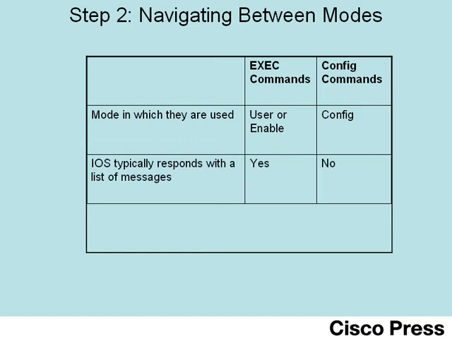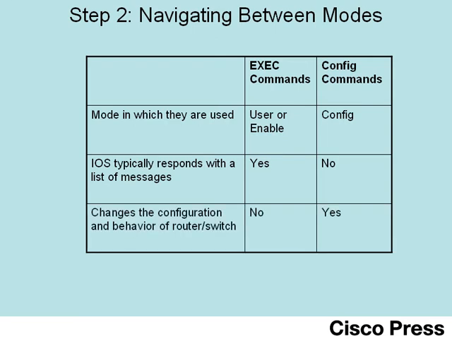When you type an exec command, you expect IOS to give you some messages back. Typically these commands display information about what the router's doing. Whereas config commands, you don't get any messages in return. However, exec commands typically do not tell the router how to behave. It doesn't tell it anything about how to route packets or what interfaces to use and that kind of thing. Whereas configuration commands can tell the router things like, do use this interface, don't use that one, use a particular IP address, use a particular routing protocol. So these configuration commands change the configuration or behavior of the router or switch.